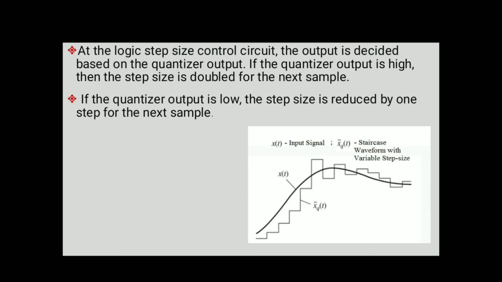At the logic step size control circuit, the output is decided based on the quantizer output. If the quantizer output is high, then the step size is doubled. If the output is low, the step size is reduced by one step for the next sample.